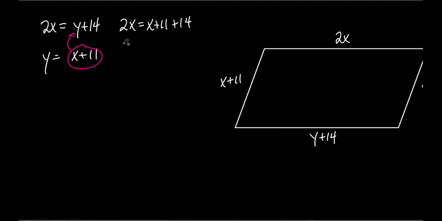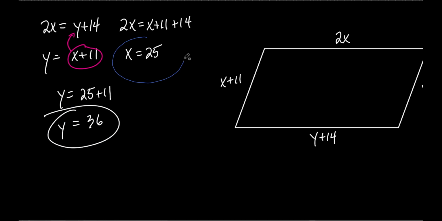Let's do it in our head. Subtract an x. What do you get? 1x. Not just a 1, but a 1x. Then add those up. What's that? 25. Okay, let's solve for y. Y is just what? 25 plus 11, which is 36. And there's your answer. Okay?